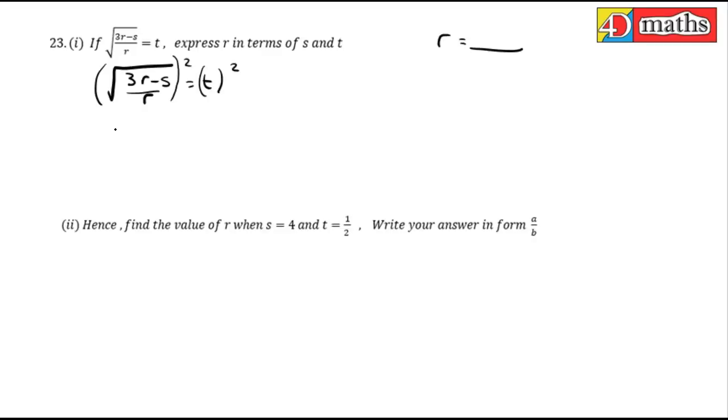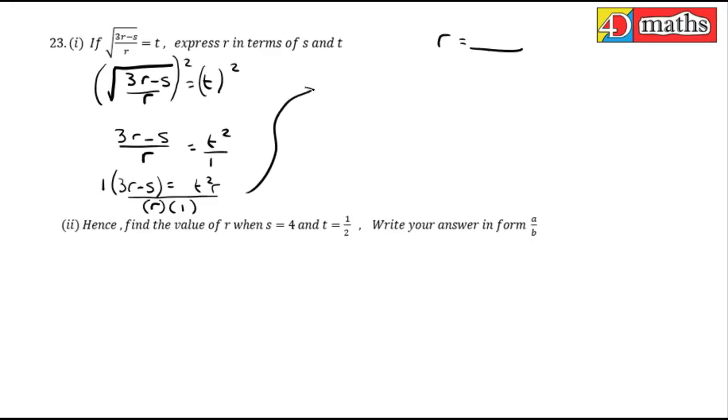So what we're going to get here is (3r minus s) over r equals t squared. Now I'm going to put t squared over 1 because we're dealing with fractions. So my common denominator is going to be r and 1. So this 3r minus s is not multiplied by the r, it's multiplied by the other one, which is 1. And this t squared is not multiplied by the 1, it's multiplied by the r. So it's t squared r.